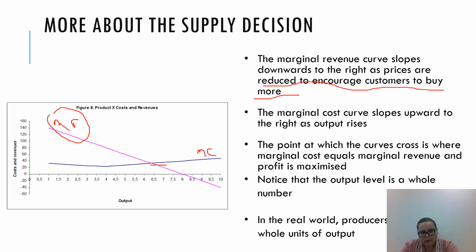So if you increase your cost, then the output is going to increase as well. The point in which the marginal cost and marginal revenue meet, the profit is going to be maximized. So it is 6, 6.5. Okay.